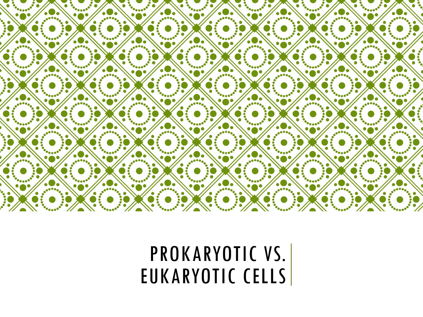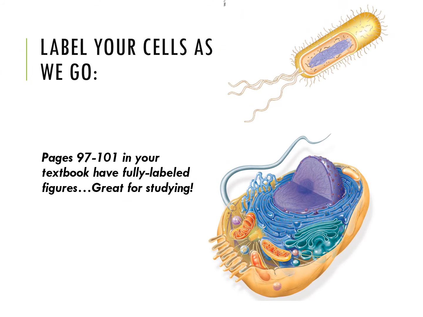So, getting into the difference between prokaryotic and eukaryotic cells. In your outline notes, you have these cells on your paper, so you can label as you go. You can use that for studying, but you also have these in your textbook. You can go to pages 97 to 101 in your textbook if you don't print these out or you don't want to label them or anything like that.